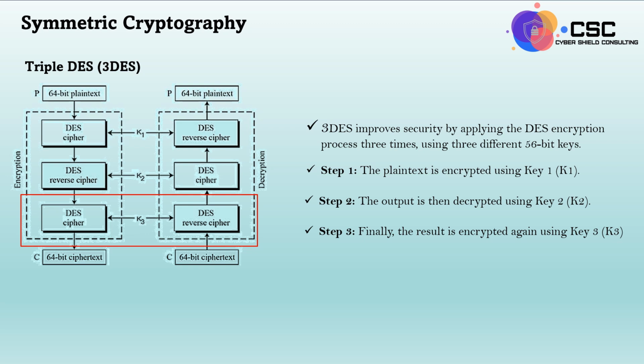3DES was widely used in banking, payment systems, and secure communications because it provided a quick security upgrade without completely replacing DES. However, despite its improvement, 3DES is still relatively slow and has since been phased out in favor of AES. Next, we'll explore the successor to 3DES, Advanced Encryption Standard, which provides even stronger security with faster performance.